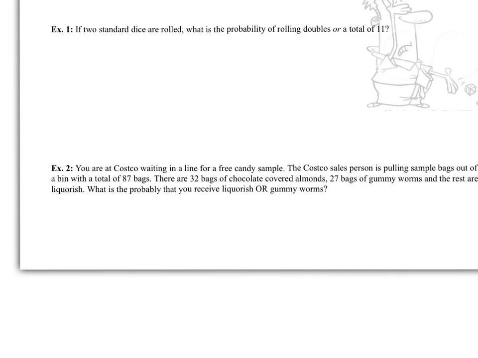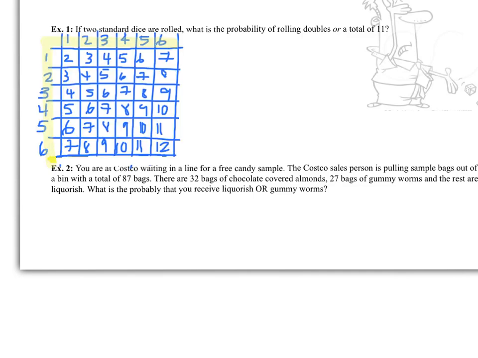Now let's take a look at an example. Example 1. If 2 standard dice are rolled, what is the probability of rolling doubles or a total of 11? For a solution to a problem involving rolling 2 dice, it's nice to have a picture of the sample space that's involved. So here we have the typical sample space for a 2 dice roll showing all 36 possible rolls.